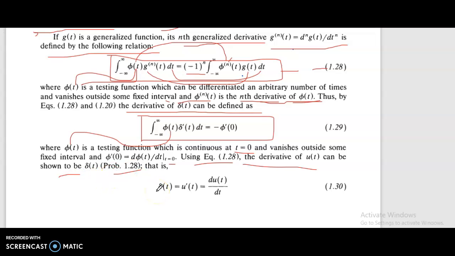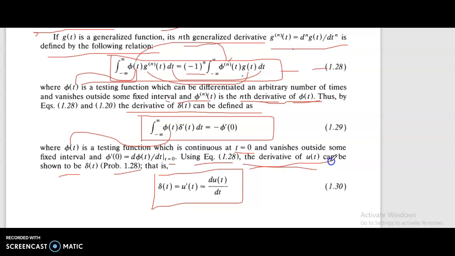That is, delta(t) equals u'(t) equals du(t) divided by dt. Phi(t) is the testing function, which is continuous at t equal to 0 also, and vanishes outside some fixed interval, and phi'(0) equals dphi(t) divided by dt at t equal to 0.